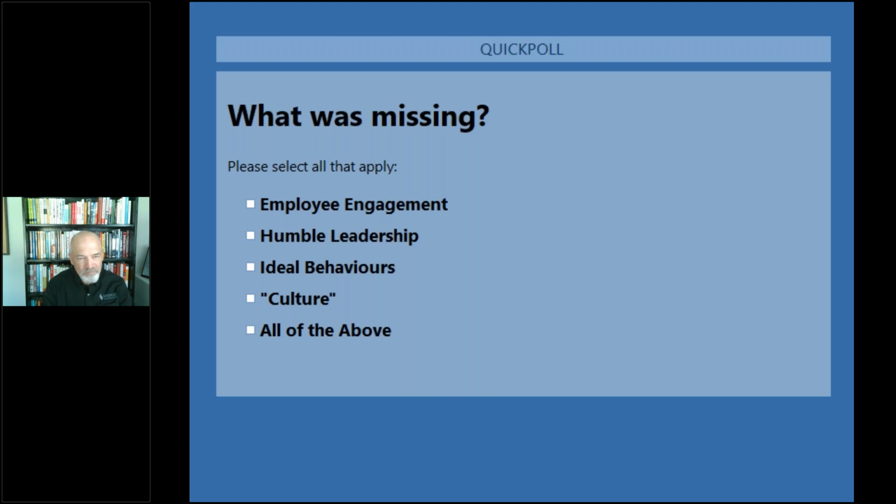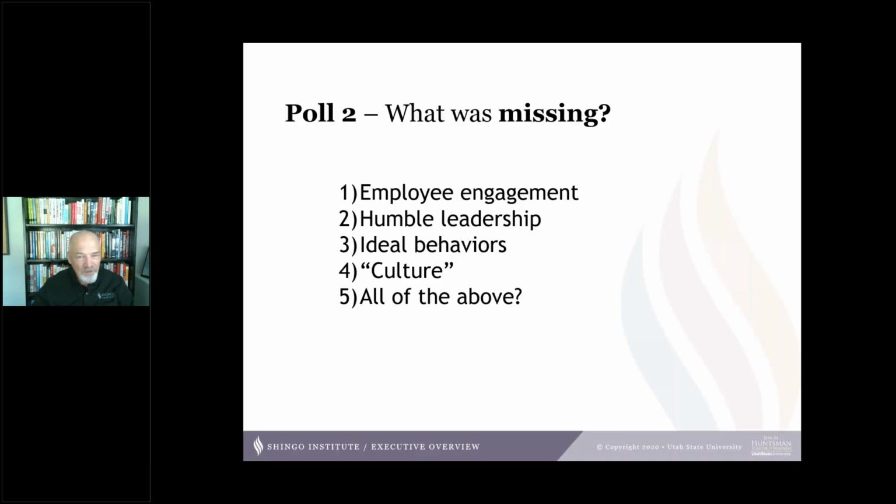Okay, so 13% said employee engagement, 6% humble leadership, 2% ideal behaviors, 22% culture, and 61% all of the above. And the 61% have it right. So what we found, let me go down here to the next.